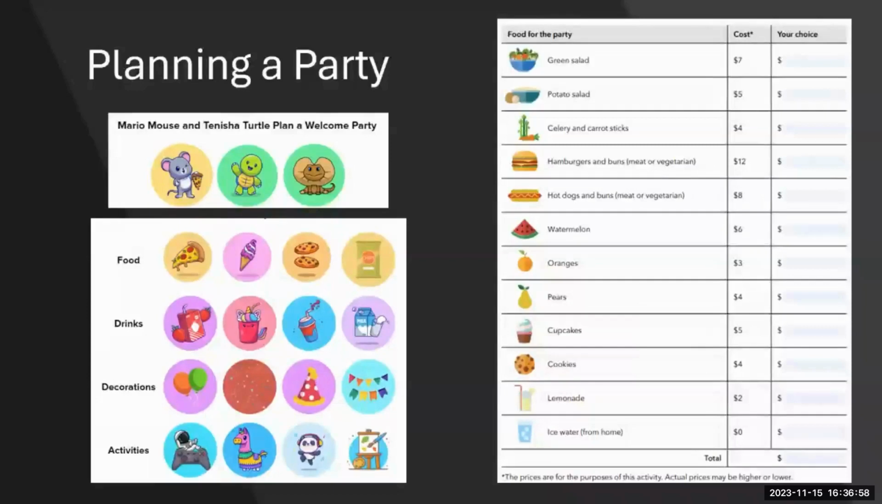Love these visuals. I think these are so fun and engaging for students. The one on the left here is planning a welcome party. We're looking at a second grade lesson. They have four options for food, four for drinks, four for decorations, and four for activities. With this lesson, we're really looking at student preferences.